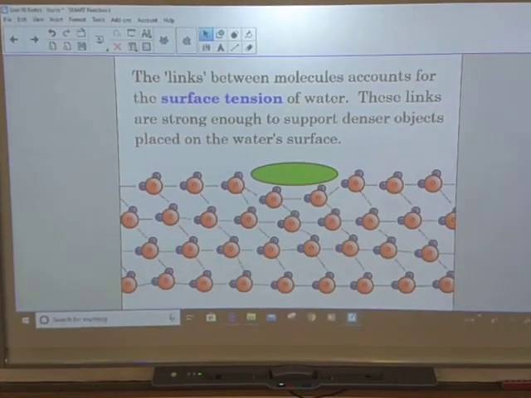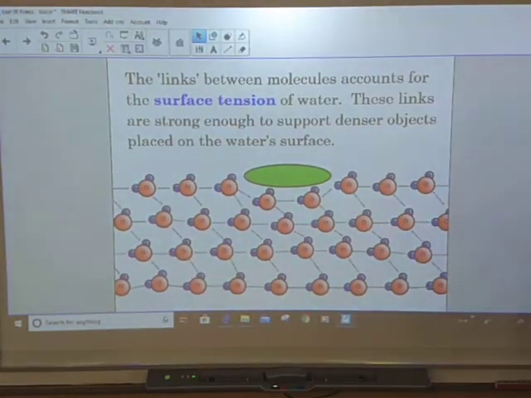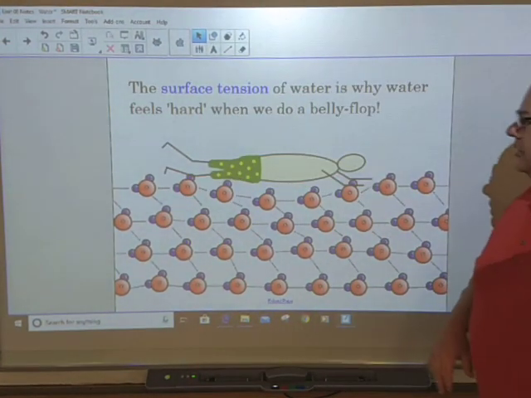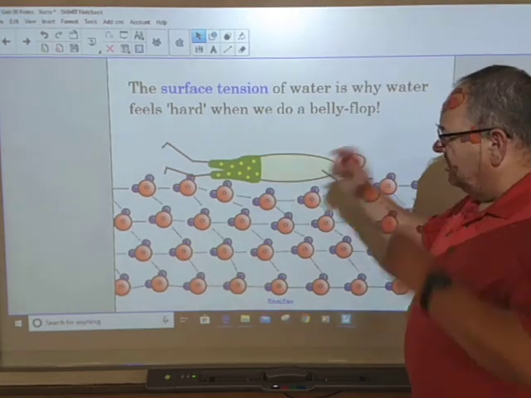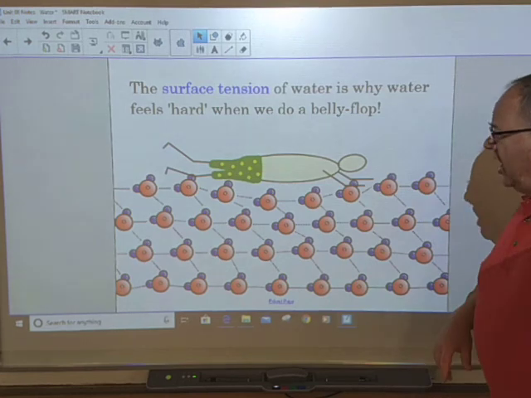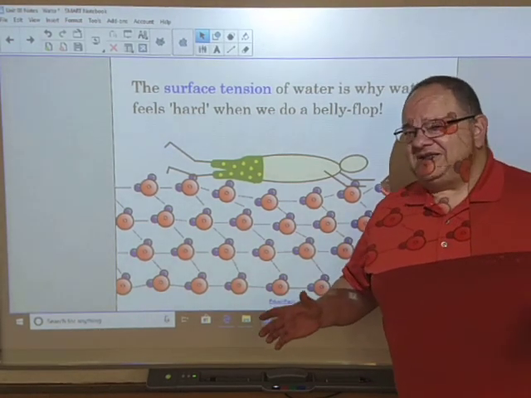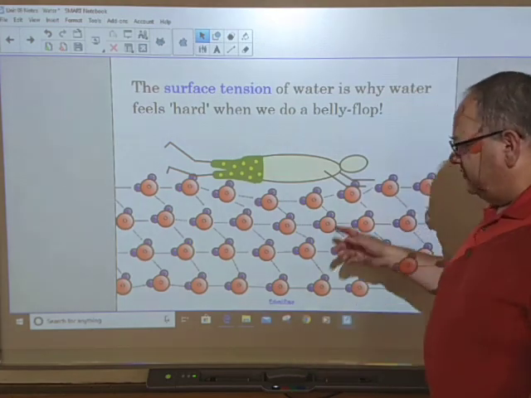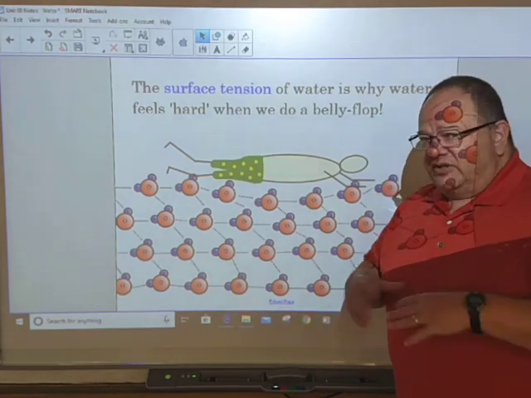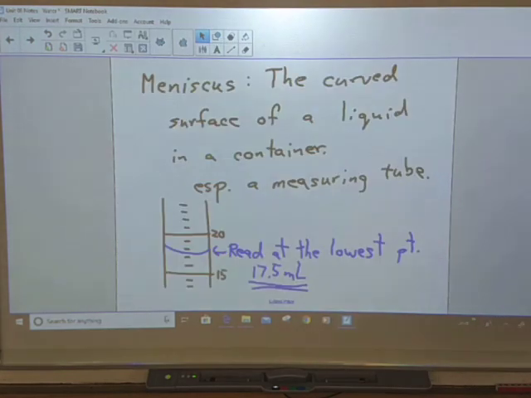Okay. Go back up here. Have you ever done a belly flop? There's Mr. Rupp. Good old Edgar Wildcat shorts there, green and yellow. And when you hit the water, that water seems amazingly hard. Well, that's because the water molecules are clinging to each other. They don't want to move out of the way. Surface tension.